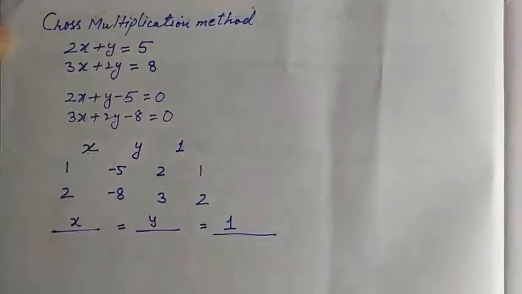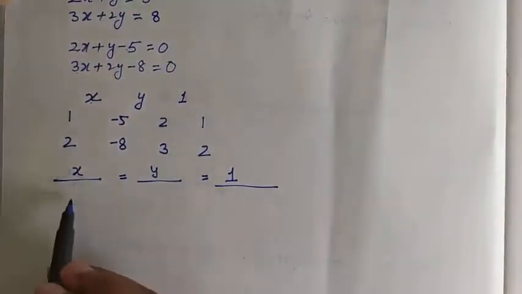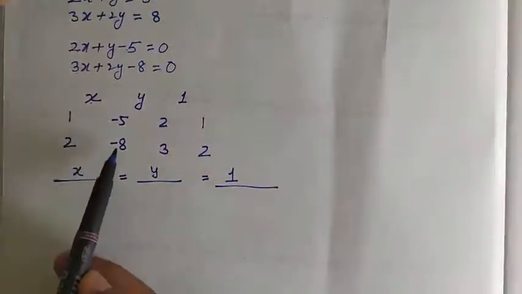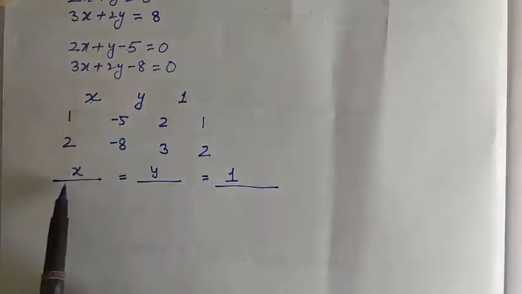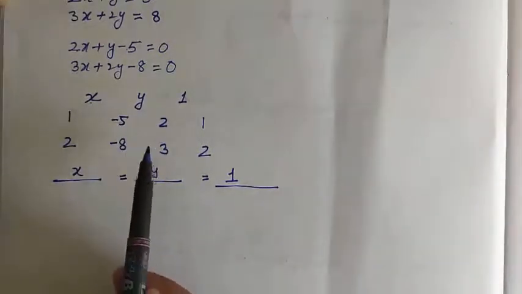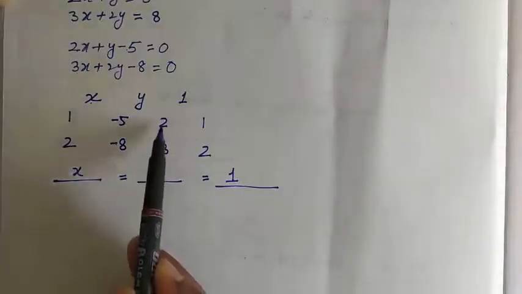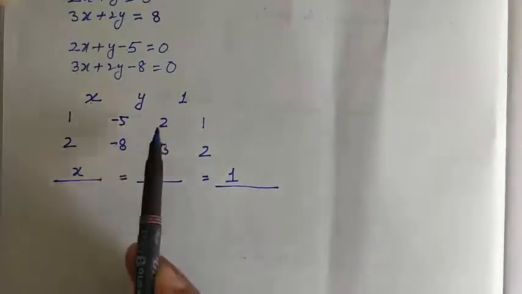We'll write this way. Now below x, what do we write? We'll multiply this by this minus this multiply by this. This we'll write below x. And below y, what do we write? Minus 5 multiply by 3 minus 8 multiply by 2. So it means this multiply by this minus this multiply by this.